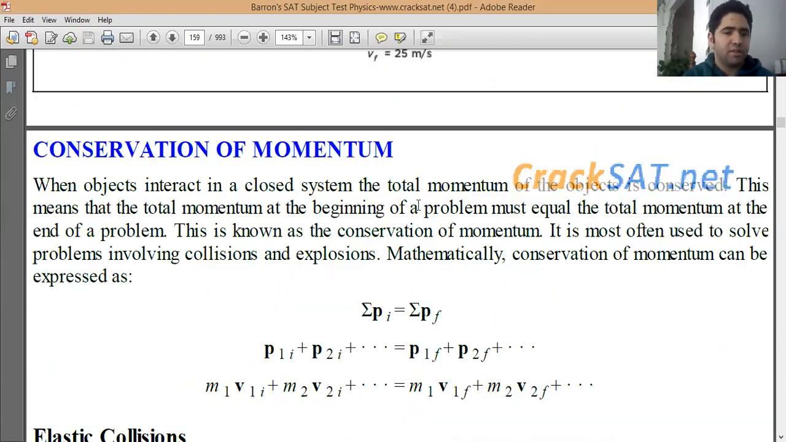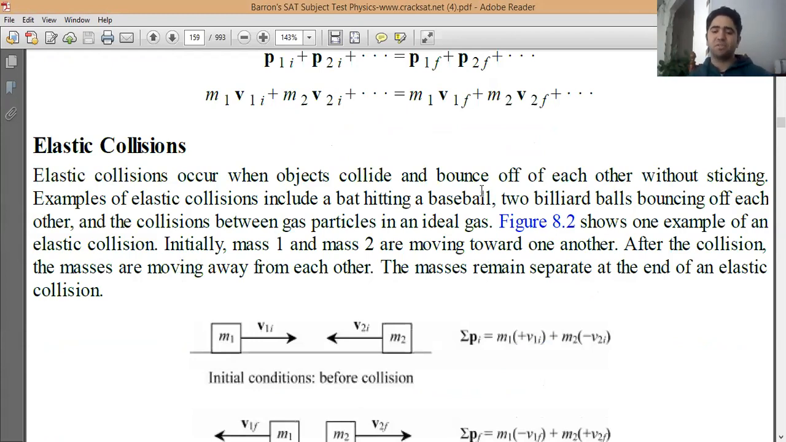Now we're moving on to the conservation of momentum. So there is this wonderful thing about momentum. It's always conserved. Momentum has to be conserved.